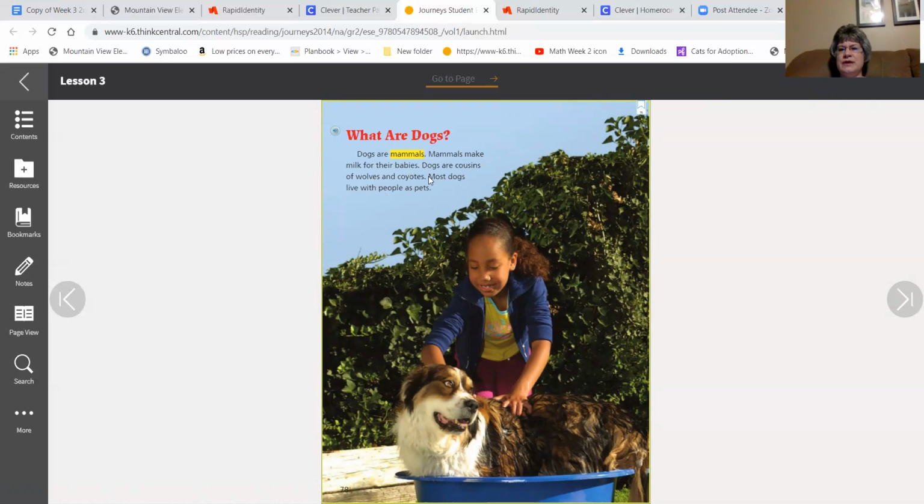So I hope you enjoy reading about dogs today, and tomorrow, hopefully we can meet together in person and do some more with this selection.